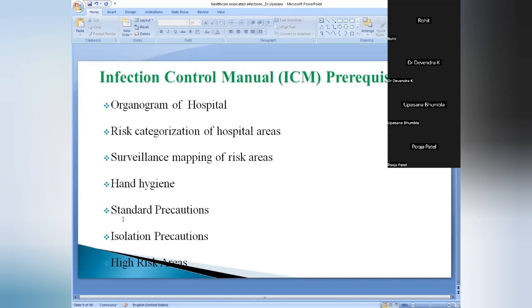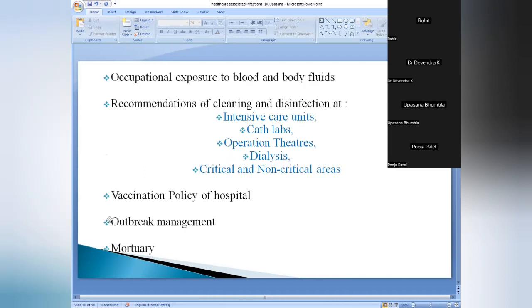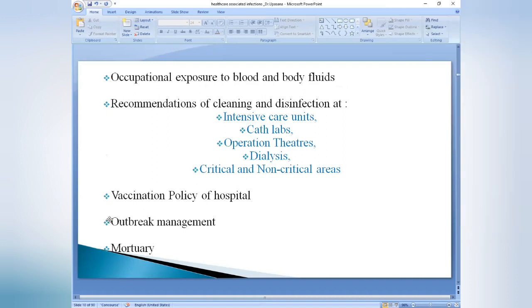As we all know, we have been talking during this COVID era, this pandemic, 3 years are over now. Still COVID is prevalent with us. So what are the basic standard precautions that we need to take up? What are the isolation precautions? We all have, I think, gone through 3 difficult years of COVID in this pandemic. What are the high risk areas? What are the hotspots? What are the occupational exposures to blood and body fluids? Any NSI, any needle stick injury, any body fluid spill. So how do you take care of that?